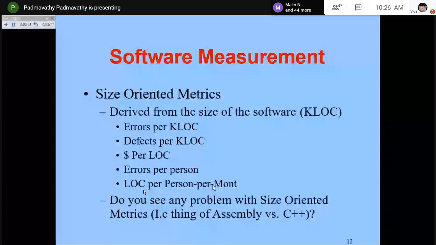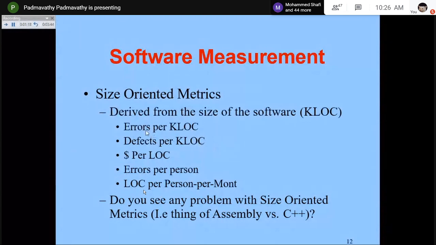Okay, how many lines of code are developed by a person per day? Or for developing 100 lines of code by a person, how much amount do you spend in the project per person per day, per month? What are the defects identified per 1,000 lines of code per day or per month? What are the errors? So these are the various metrics.